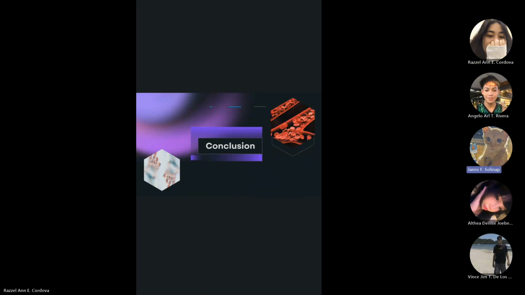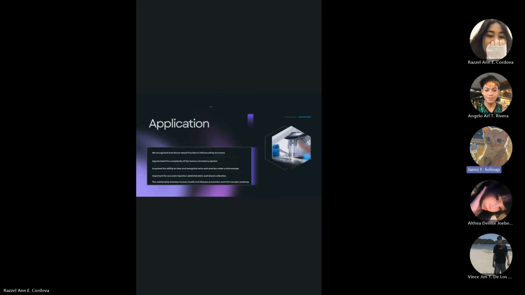For the application, knowing the structure of veins and arteries is useful in everyday life, particularly in the medical field. It provides guidance to physicians and nurses while administering injections or taking blood, and it describes ailments like varicose veins and hypertension.